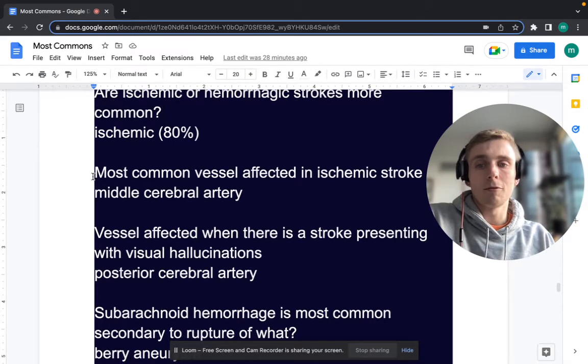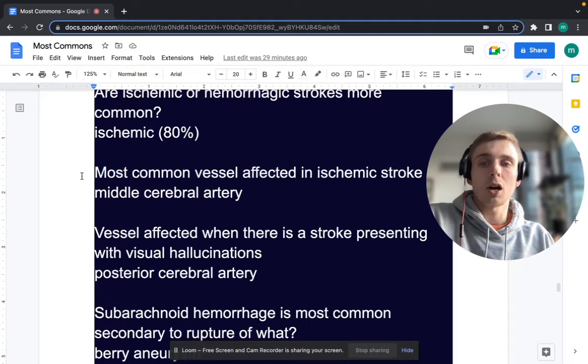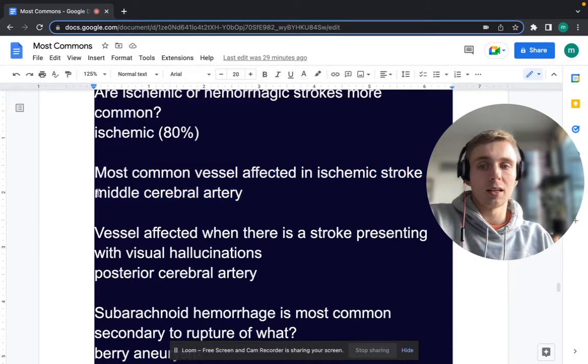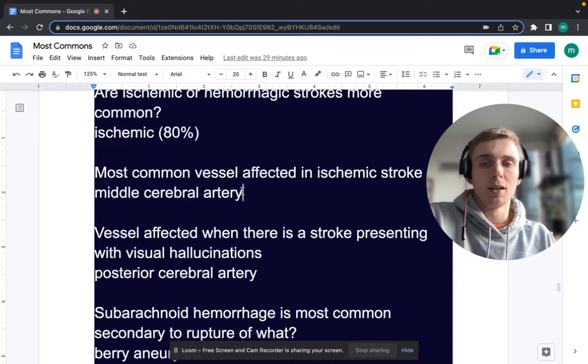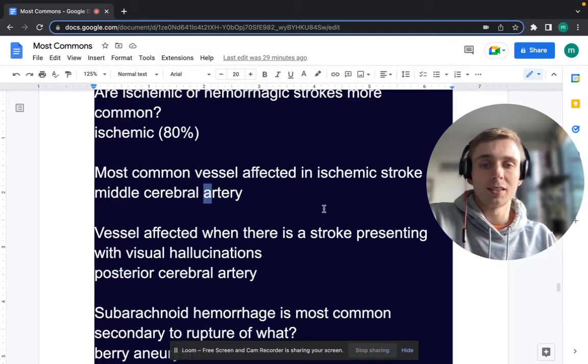What is the most common vessel affected in an ischemic stroke? That's the MCA, middle cerebral artery. That's an easy one to remember, because MCA stands for most common artery. So MCA, middle cerebral artery, is the most common artery in an ischemic stroke.